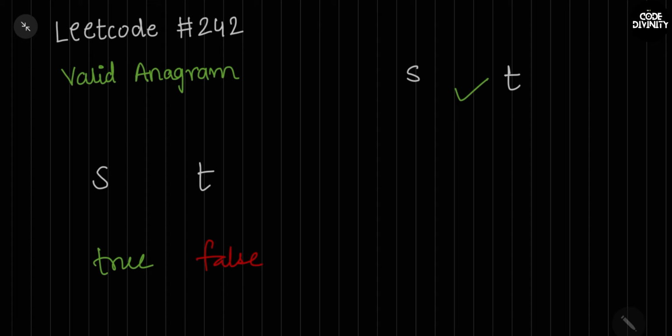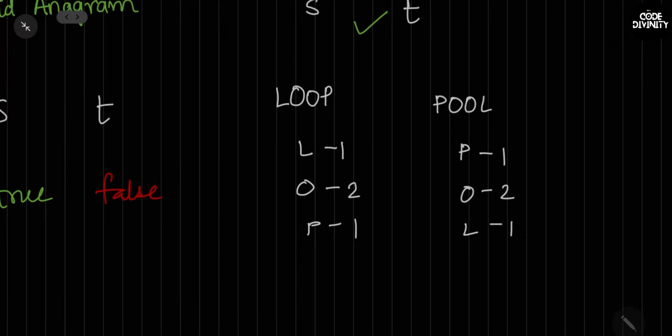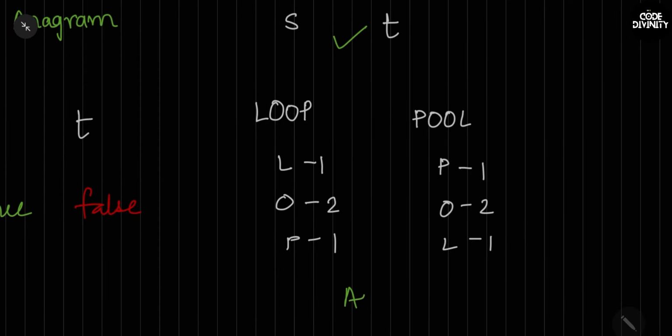Now let's take an example of an anagram. So our first string is loop and second string is pool. The arrangement of the alphabets does not matter. Now the unique alphabets in loop are L, O and P, and for pool it is P, O, L. Now L is occurring once here and once here as well. O is occurring twice here and twice here as well, and P is occurring once and once here as well. So we can say that both of these strings are anagram to each other.